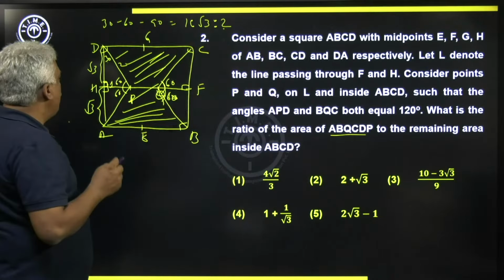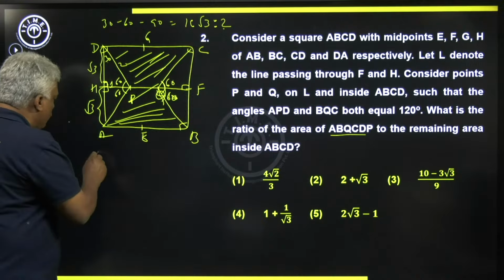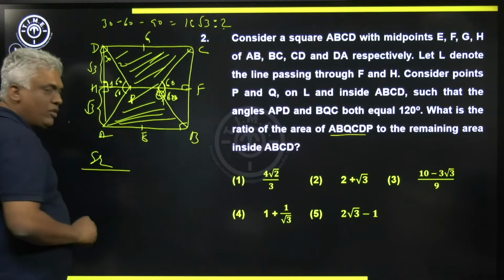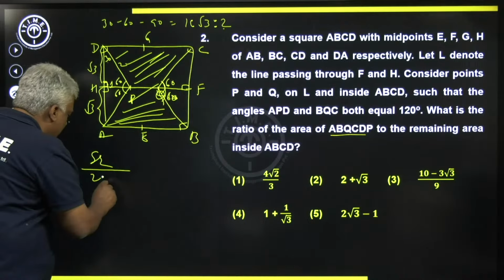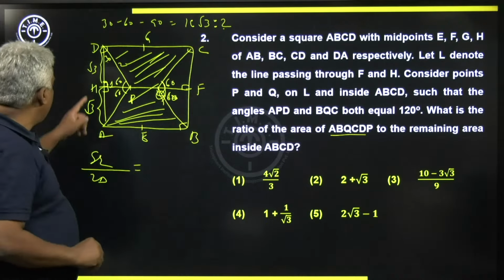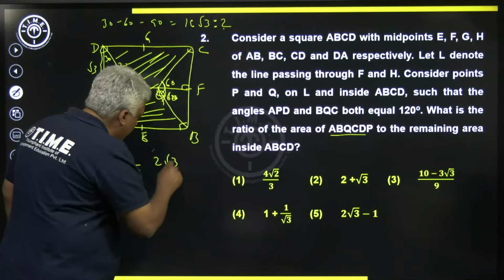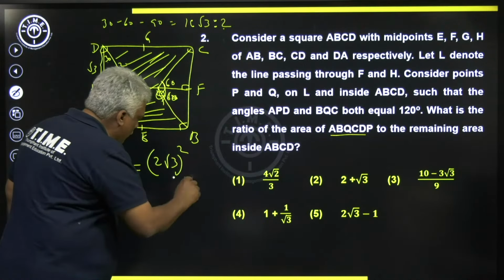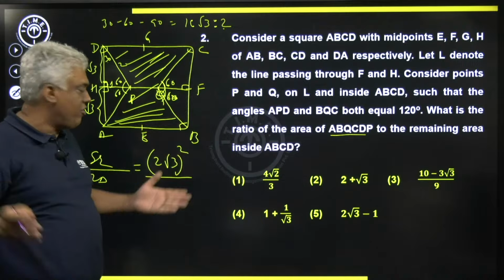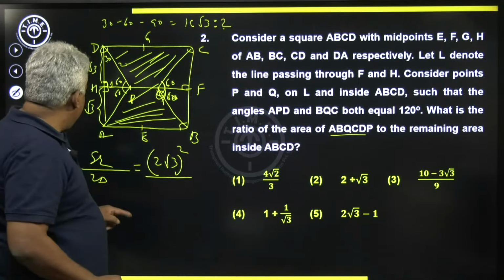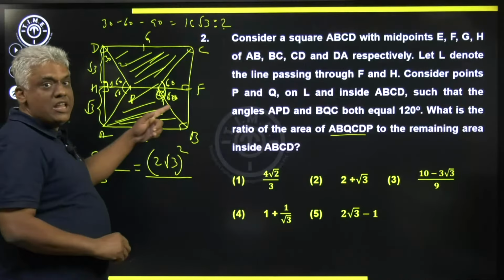So I'm doing this. I'm finding the area of the whole square by the two triangles, right? Now, what is the area of the whole square? The square side is 2 root 3, so the area of the square is 2 root 3 whole squared. I'm talking about the whole full square, right? And divided by the area of these two triangles, that is the remaining part, right?